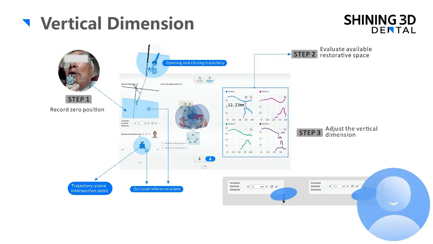So just make sure you don't get confused by this operation, but you can always check the changes on the models displayed on this page. So you will see whether it is closing the distance, shortening the distance, or increasing the distance. And you can see the trajectory plane intersection points and also the occlusal reference plane for the horizontal relationship.